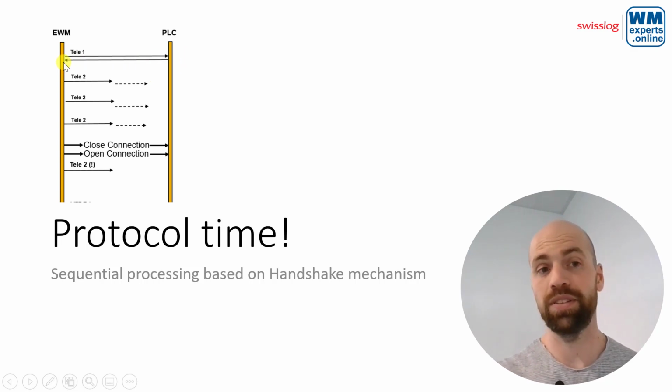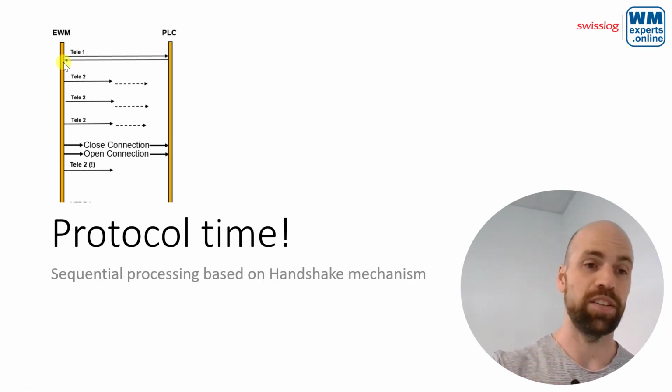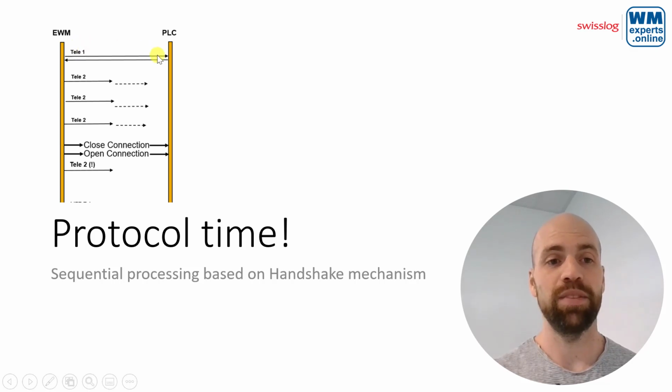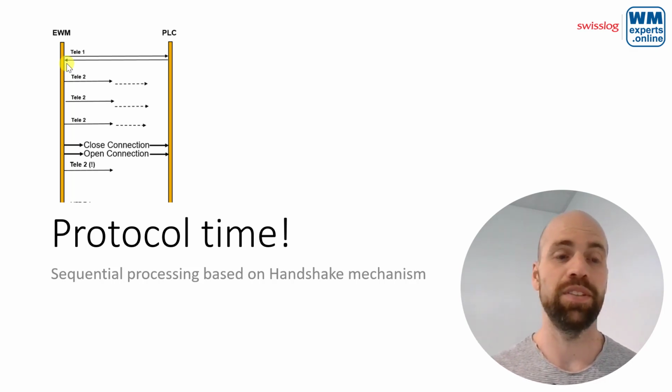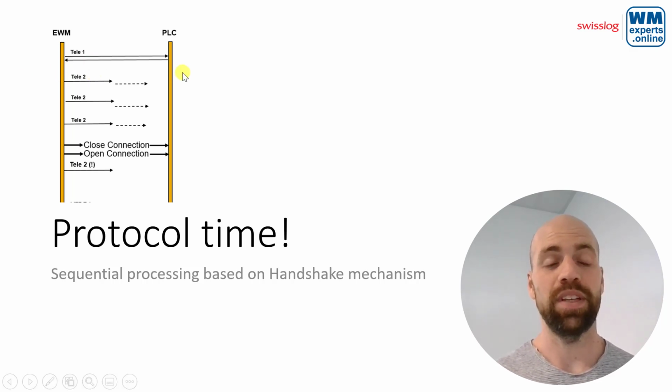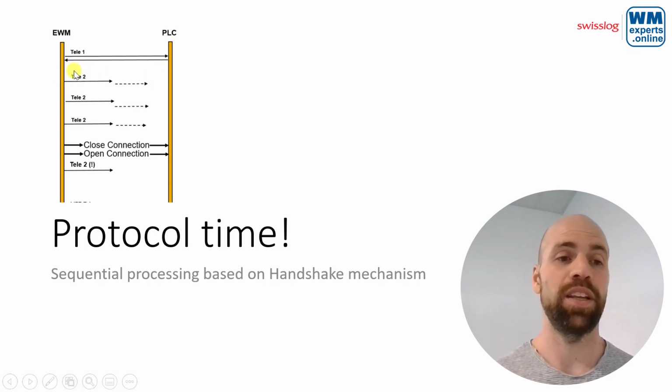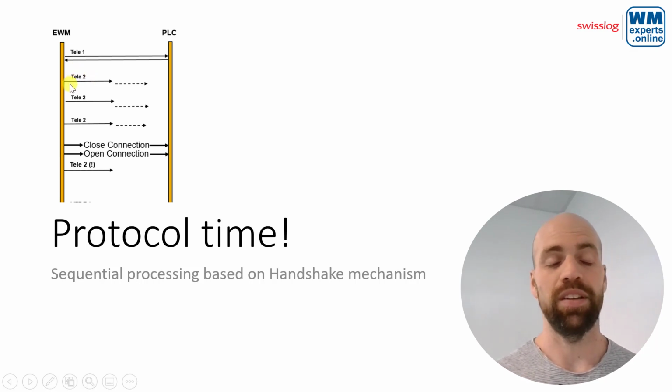That's actually true also the other way around if the PLC starts a communication. But for every telegram that we send, we expect an acknowledgement to be received. So, hey PLC, this is the information, please confirm that you got it. And then the PLC says, yeah, I got the information, you can send me additional information. Only if this acknowledgement is sent from the receiving party is the sending party allowed to send the next information.